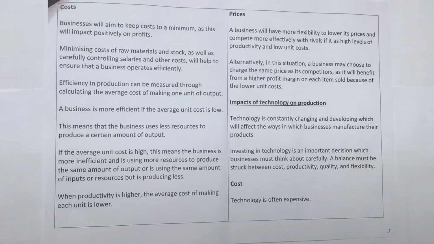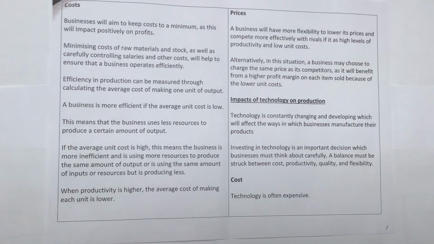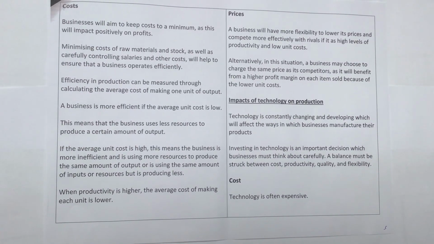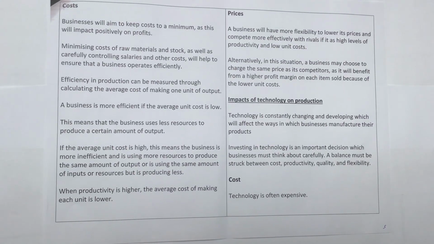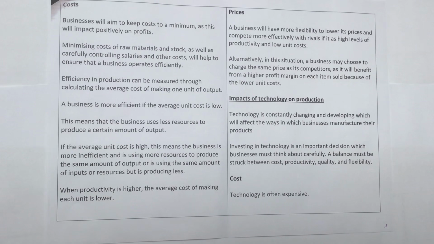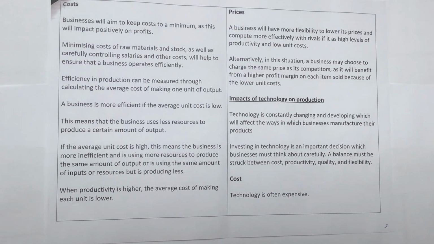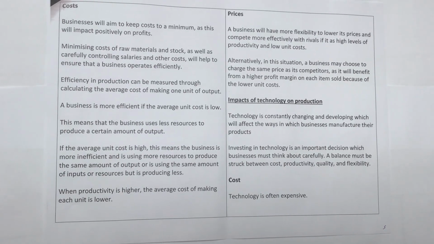Minimizing costs of raw materials and stock, as well as carefully controlling salaries and other costs, will help to ensure that a business operates efficiently. Efficiencies in production can be measured through calculating the average cost of making 1 unit of output. A business is more efficient if the average unit cost is low. This means that the business uses less resources to produce a certain amount of output.